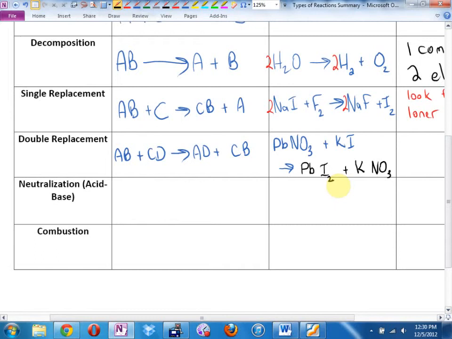Is it balanced? Let's see. How many leads? 1. How many leads? 1. How many NO3s? 1. How many NO3s? 1. How many Ks? 1. How many Ks? 1. How many Is? 1. How many Is? 2. So I guess I need to put a 2 there, which means I need to put a 2 there, which means I need to put a 2 there.